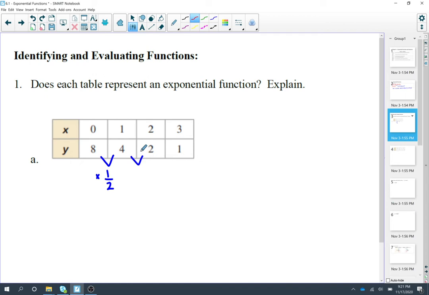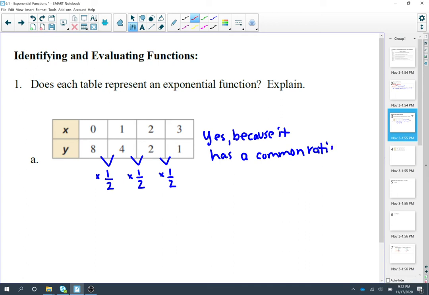Well, let's see if that holds true from 4 to 2. So in order to get from 4 to 2, I could cut it in half. So that would be multiply by half. And then we have to check that again, 2 to 1. Okay, cut it in half. So multiply by 1/2. So is this an exponential function? Yes, because it has a common ratio of 1/2, meaning your y values are always decreasing by 1/2.